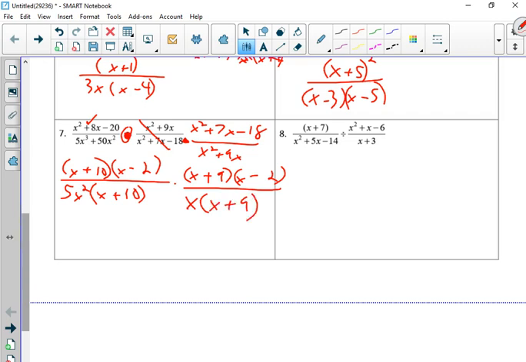And now the fun begins. x plus 10s cancel. Remember, the x minus 2s do not. x plus 9 cancels. And remember, this x cannot cancel with those because they're both in the bottom. So what we're left with is x minus 2 squared, or we could write it twice, over 5x cubed. x squared times x to the 1. And there's our answer.